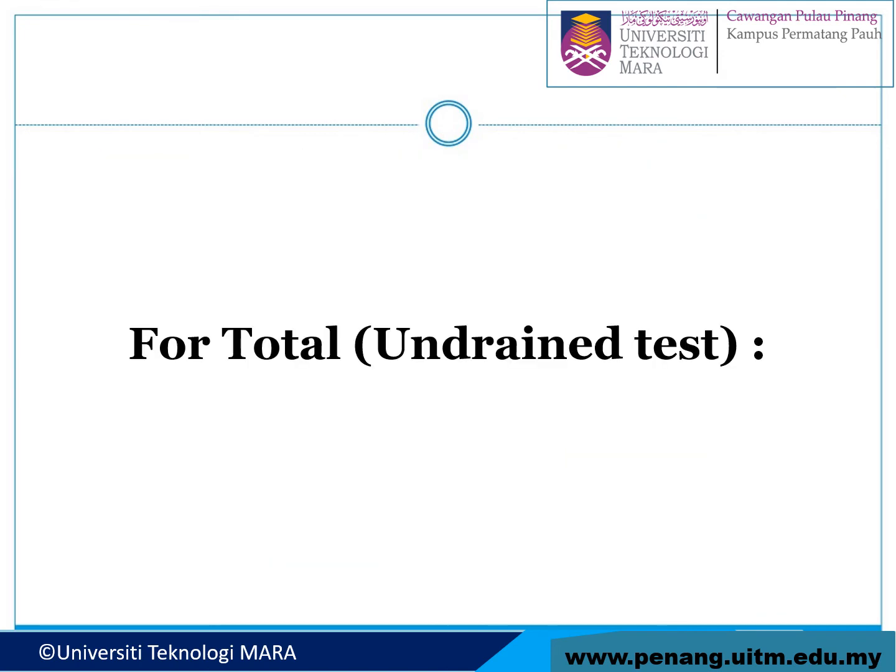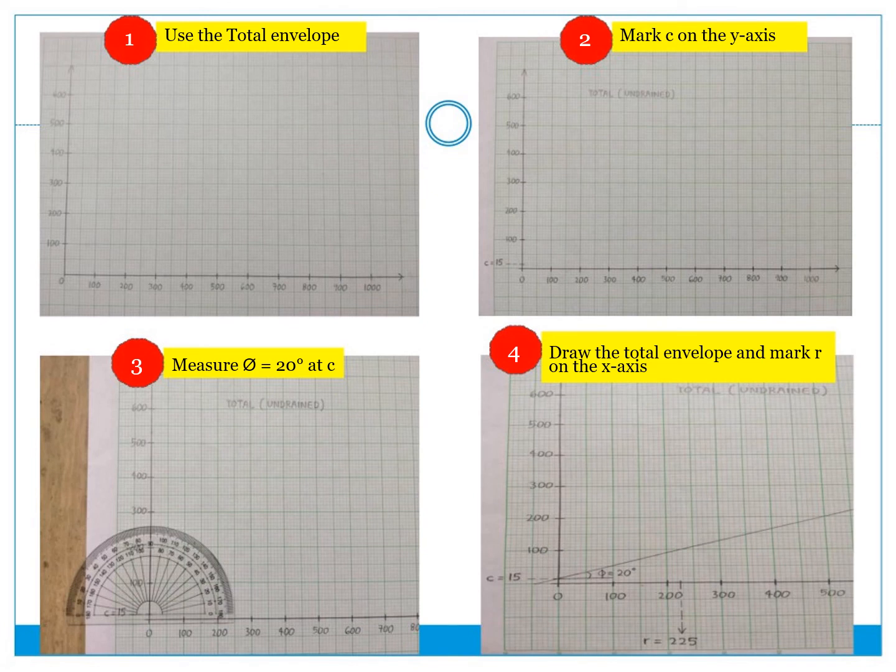So first we go for the total undrained test graph. First you know that phi is 20 degrees, and then C is 15. You can draw on the same graph, but this one is an example, so you draw another graph. So you draw 15 and 20 degrees.